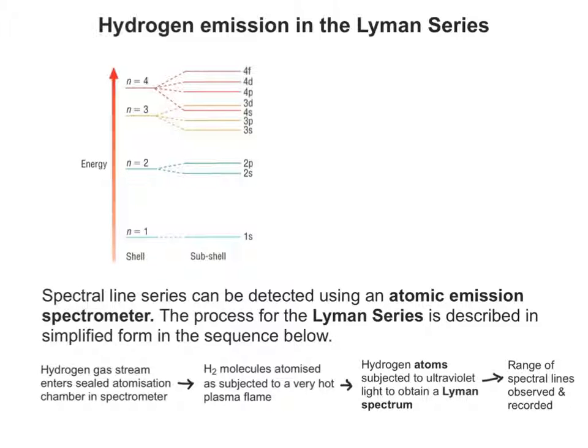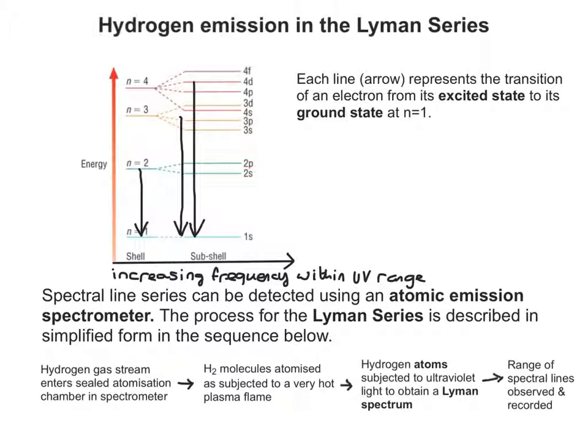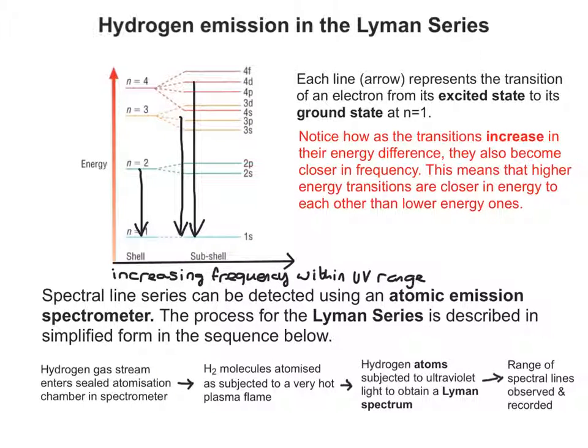So I put a diagram of the energy levels within an atom, and what I'll try and do is explain what happens when you get the drop from the electron in its excited state back down to its ground state. Each downward pointing arrow represents the transition of an electron from its excited state back down to its ground state at n equals 1. Notice how as the transitions increase in their energy difference, they also become closer in frequency, frequency being the x-axis, for want of a better way of describing it. So this means the higher energy transitions are closer in energy to each other than the lower energy ones.